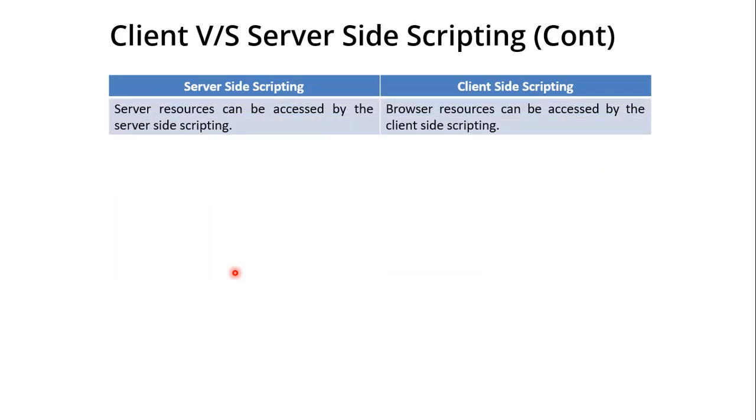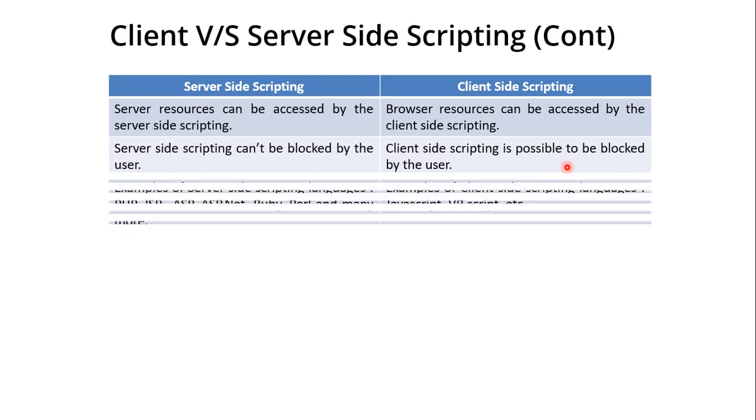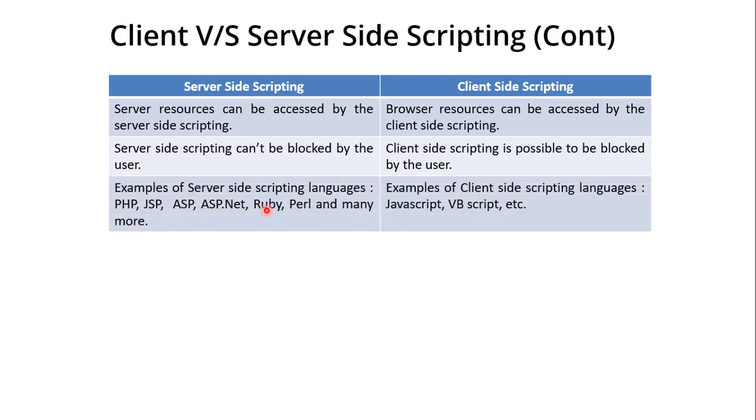Server resources can be accessed by server side scripting. Browser resources can be accessed by client side scripting. Okay, so here server resources can be accessed and here browser resources can be accessed. Server side scripting can't be blocked by the user. So, the user cannot block the services, while client side scripting is possible to be blocked by the user. Examples of server side scripting languages are PHP, JSP, ASP, ASP.NET, Ruby, Perl, and many more.